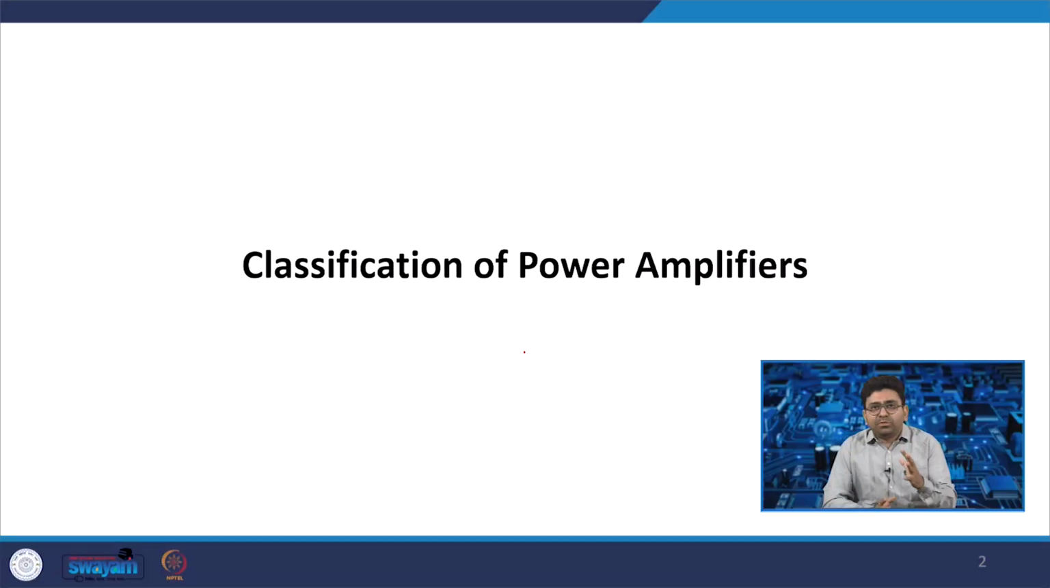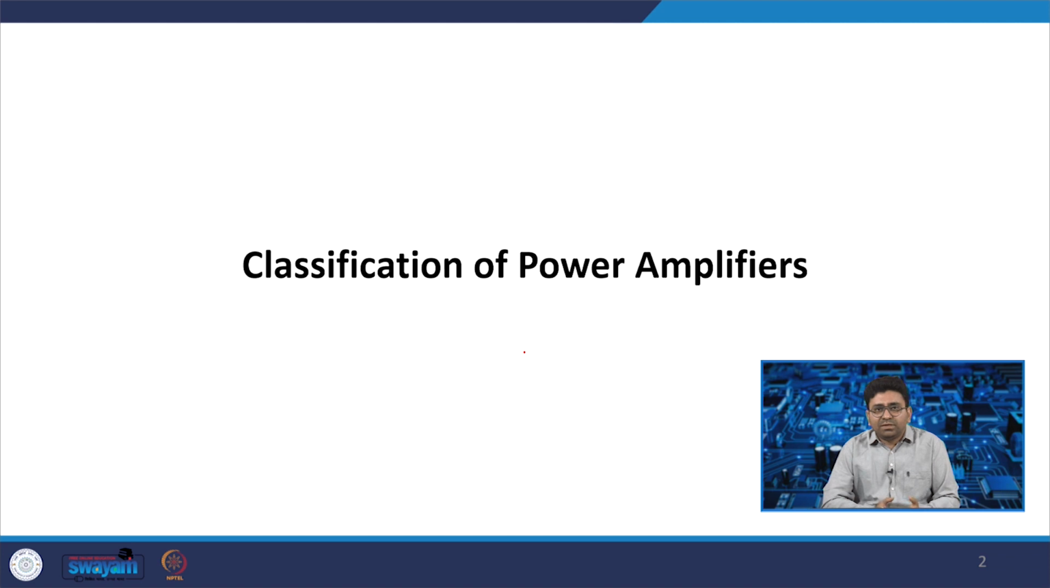Now, classification of power amplifier is mostly done based on how the transistor or MOSFET is conducting, because the amount of conduction that happens in the transistor, that much efficiency will be degraded. So, based on how we are conducting the transistor and how much power is delivered to the load, power amplifier has been classified.